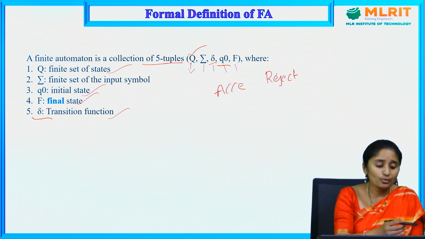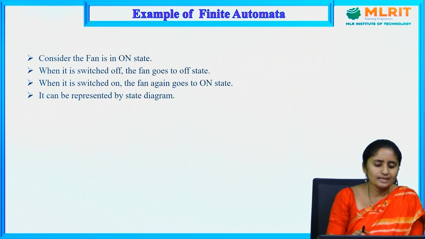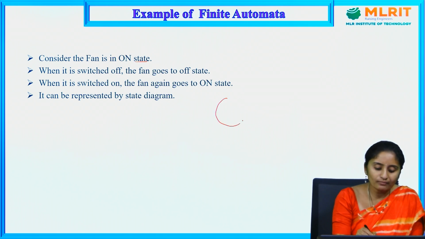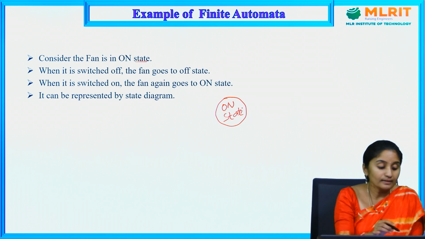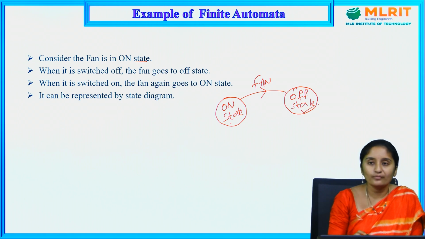So what are those? Q, sigma, Q naught, F and delta. The delta transition plays a vital role here. For example, consider the fan is in the on state. When the fan is switched off, it moves to the off state. When the fan is switched on, it is in the on state, and when the fan is switched off, it moves to the off state.